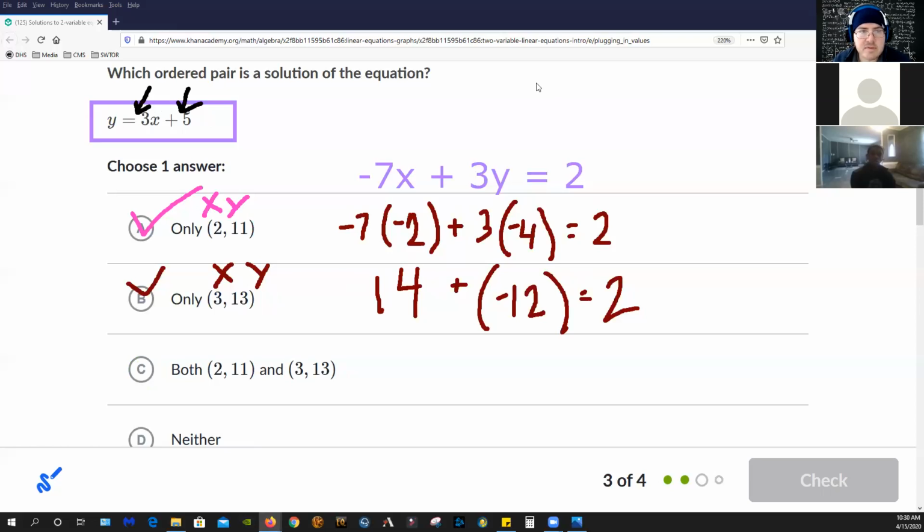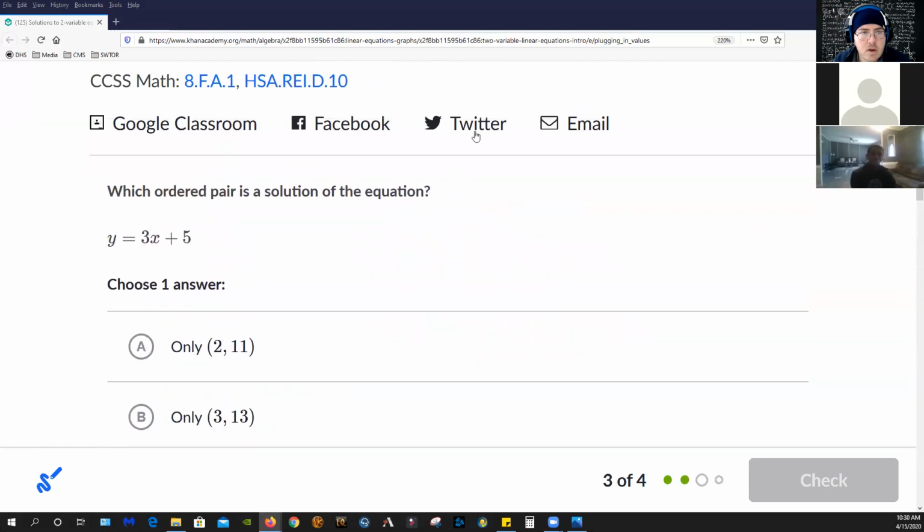I'm gonna do one more of these before we move on. So this is asking you to do the same thing. So here's our equation right here.